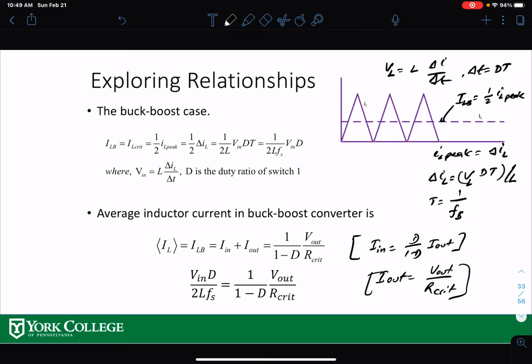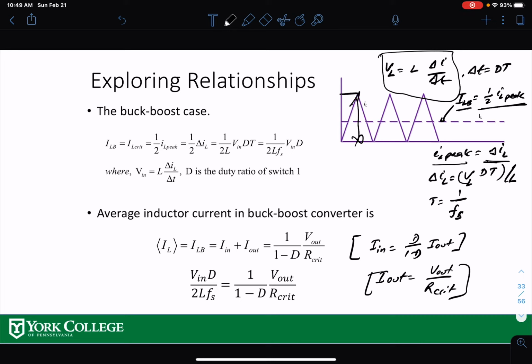At the critical operating condition, if you see over here, this is the CCM boundary, IL at the boundary, ILB. That average value is half of the peak value. And interestingly, your peak value over here is basically the ripple. Can you see that? So your peak value is the ripple. So if I use the equation we used before, your delta IL, the peak to peak ripple, is actually the peak value here, right?